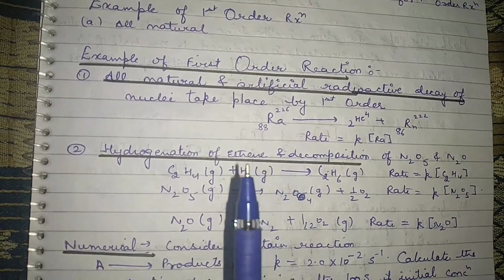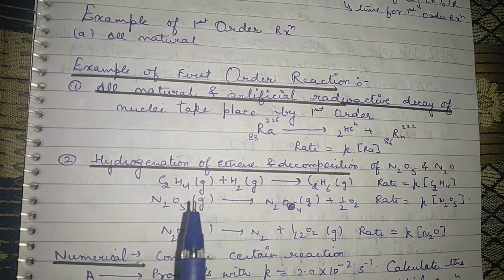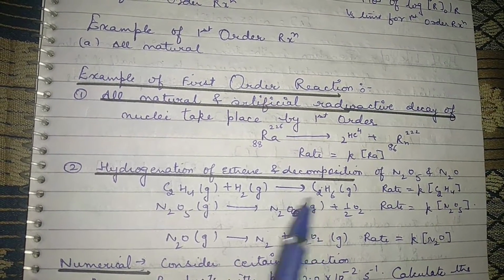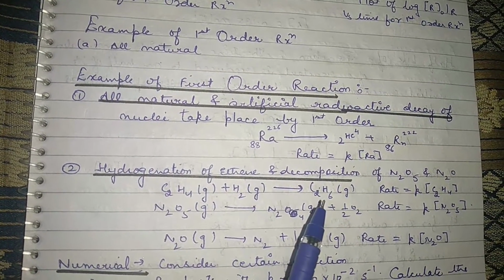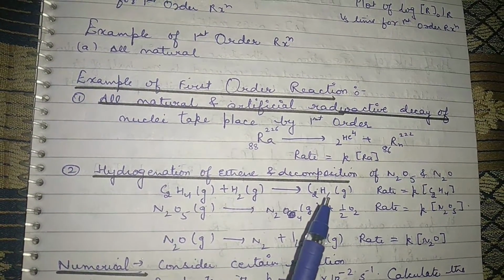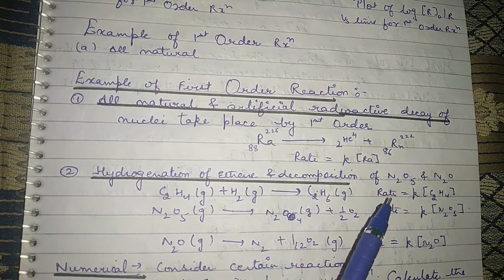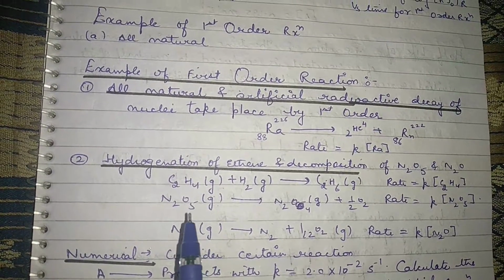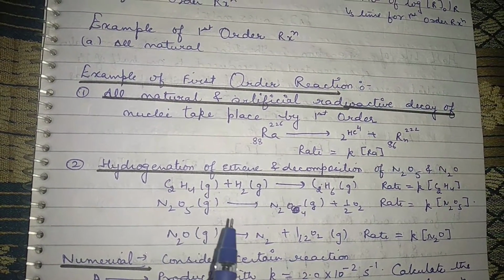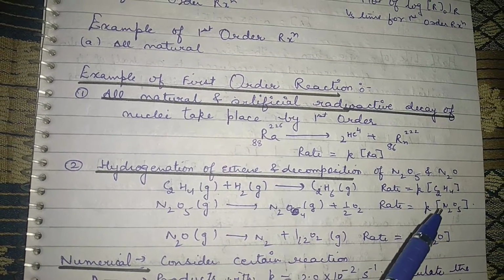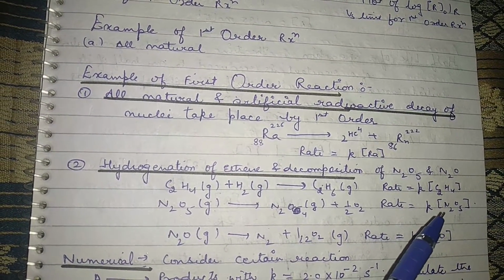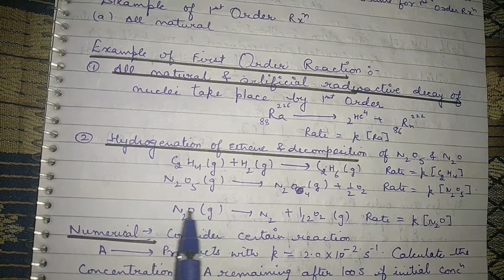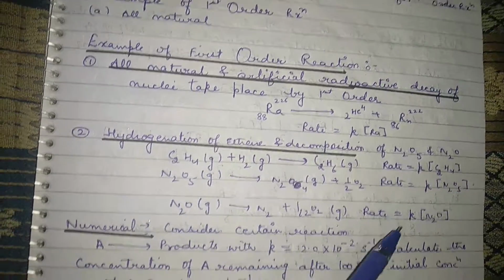All right, coming on to some more examples, like hydrogenation of ethene gas. It gets converted into ethane. So this is the reduction reaction example, and the rate can be written as rate is equal to k times the reactant C2H4. Similarly, I have given a few more examples like N2O5. This is the decomposition. Here we can write the rate is equal to k N2O5. All right, and this one is the third example. We have degradation of nitrous oxide into nitrogen plus oxygen. Rate is equal to this.